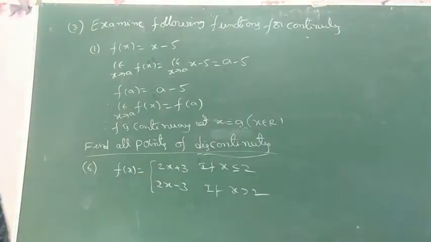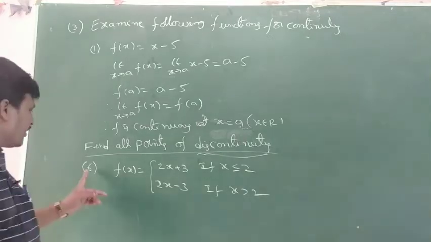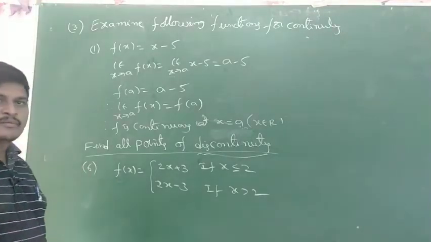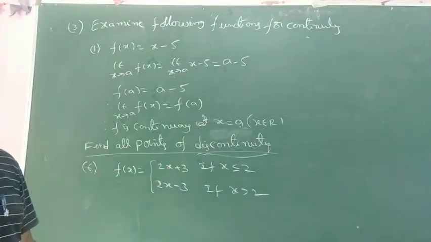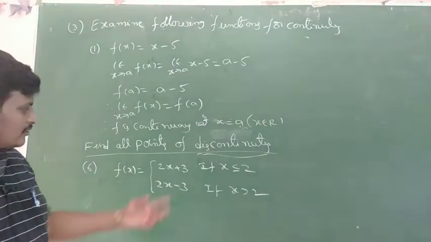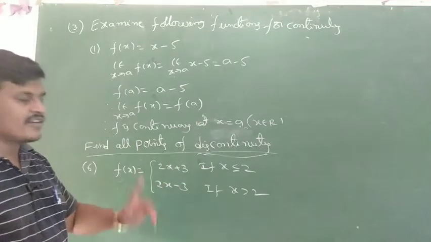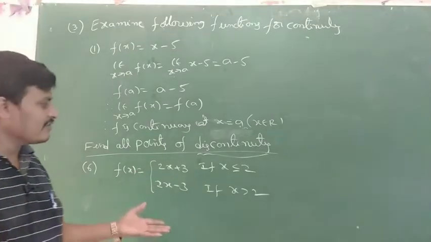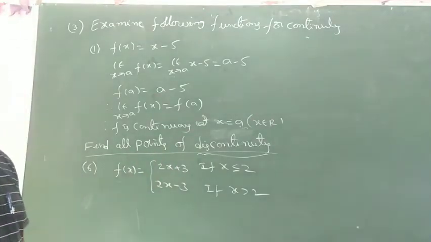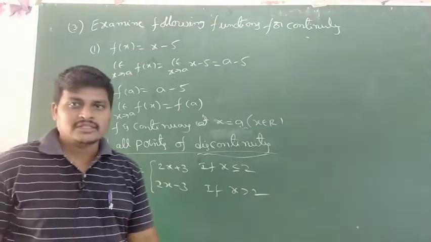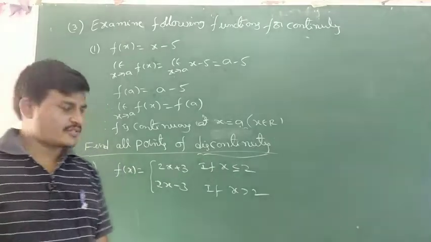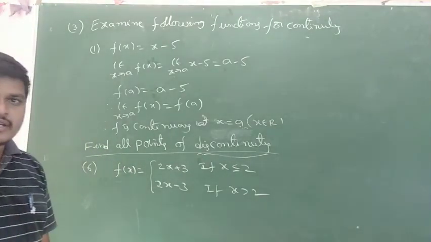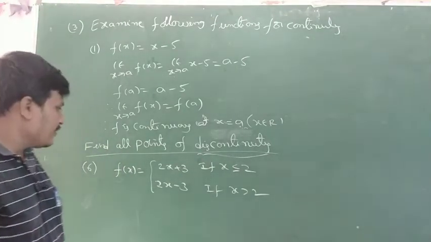In the first, second, third problems, the given function was only a single function. But from the sixth problem, the given functions are two. How to select the first function or the second function? Which function do we have to select? By using the left hand limit, right hand limit process. First, left hand limit.